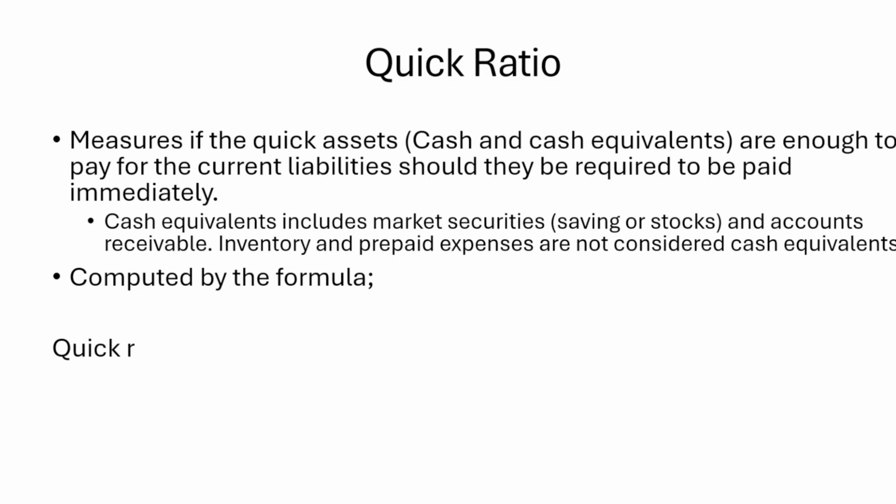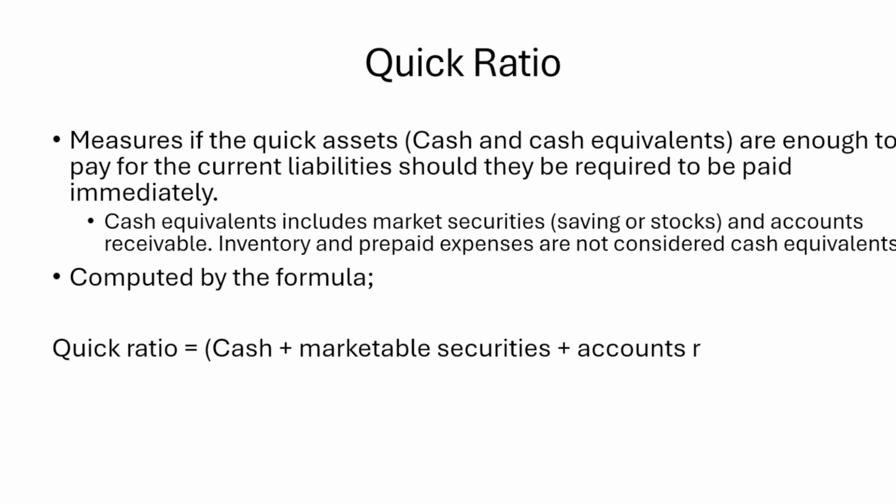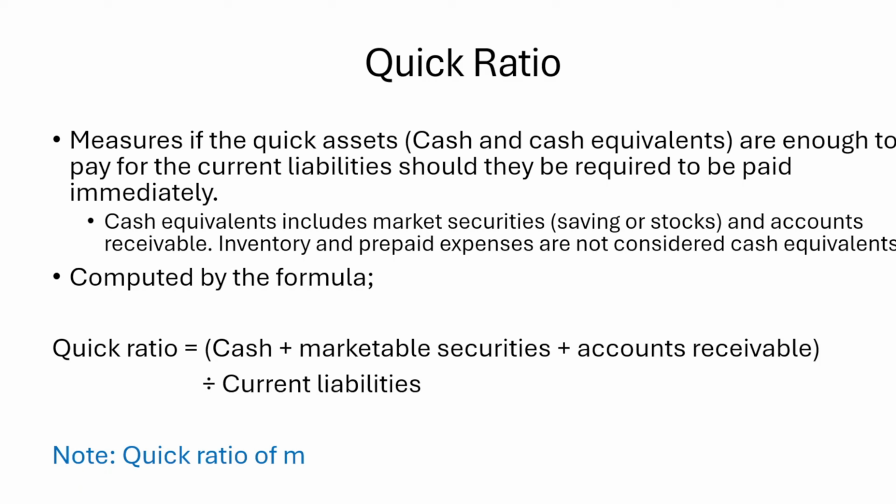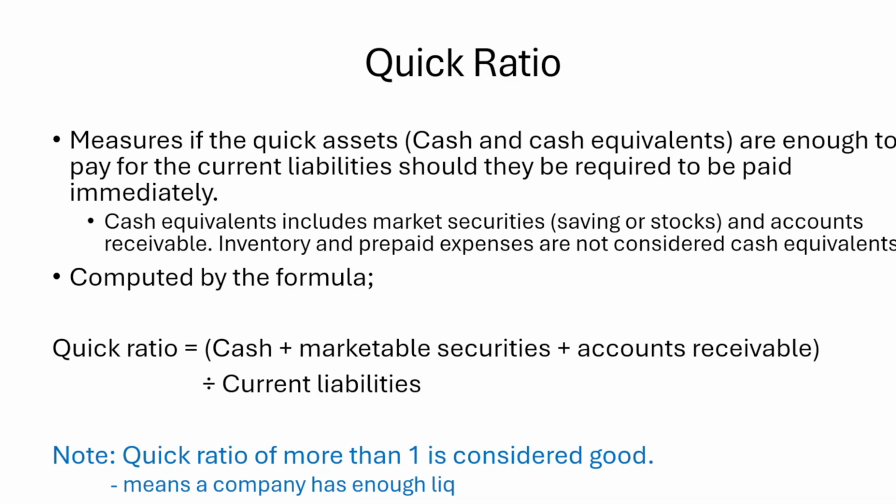Now, the formula for calculating the quick ratio is cash plus marketable securities plus accounts receivable, divided by the current liabilities. A quick ratio of more than 1 is often considered to be good. This actually means that a company has enough liquid assets to cover its immediate short-term obligations if they come due immediately.